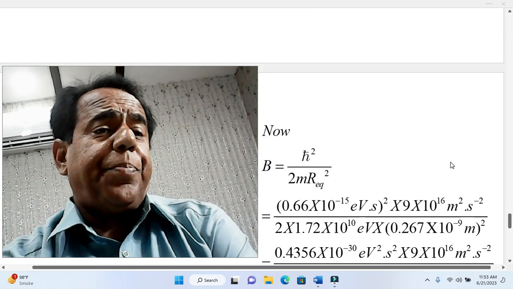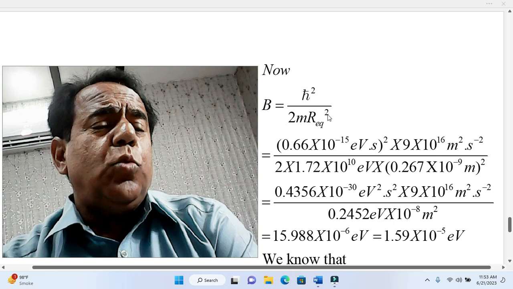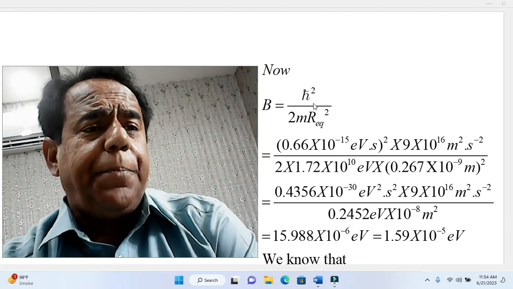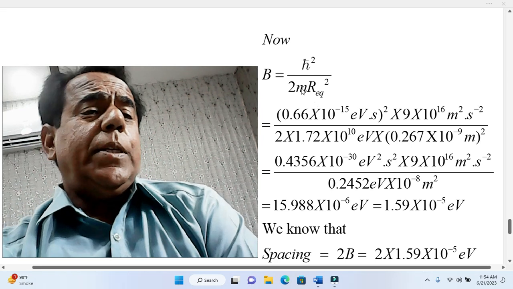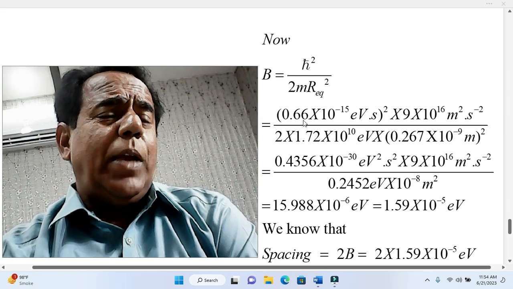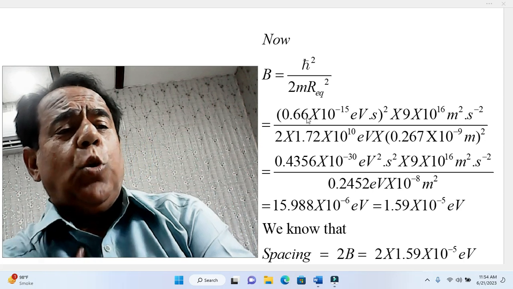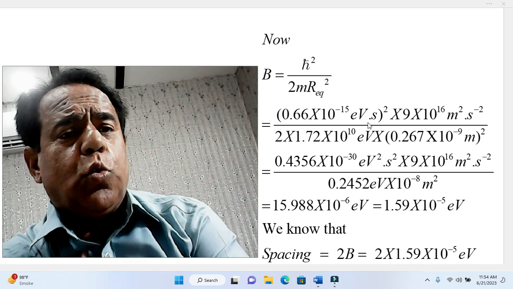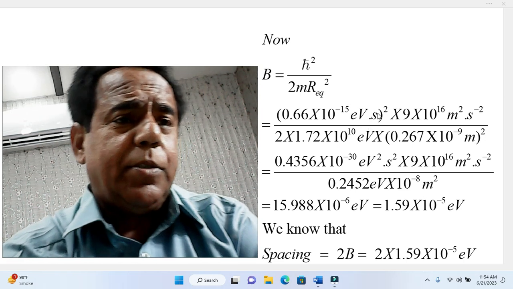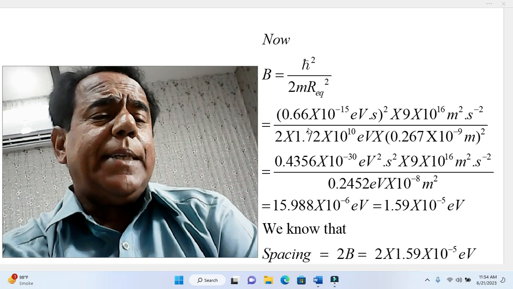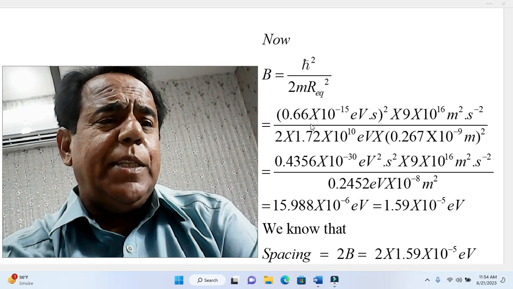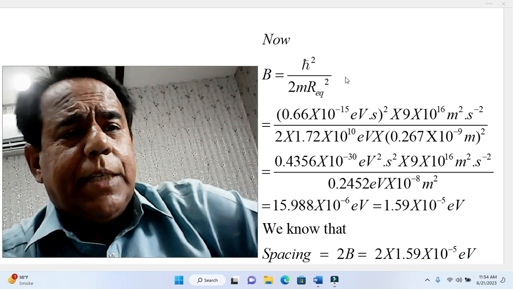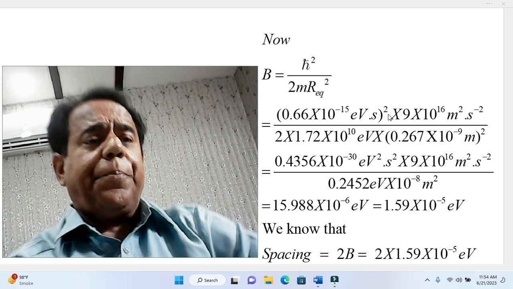Now we know that B is equal to h-cut square over 2 m R equilibrium square. Dear students, here h-cut is equal to 0.66 into 10 raised to the power minus 15 electron volt second. So the h-cut value is this within the bracket, and since h-cut is appearing as a square, it will also be taken in square.